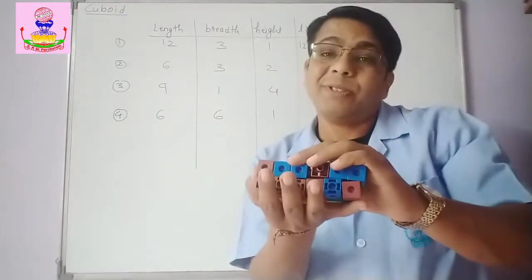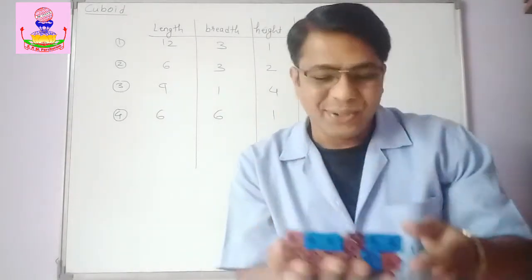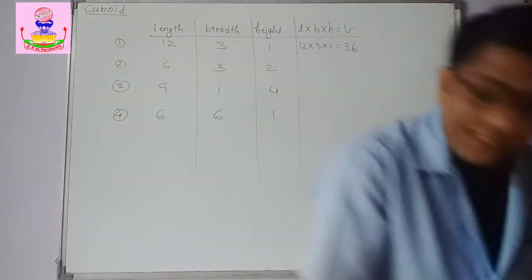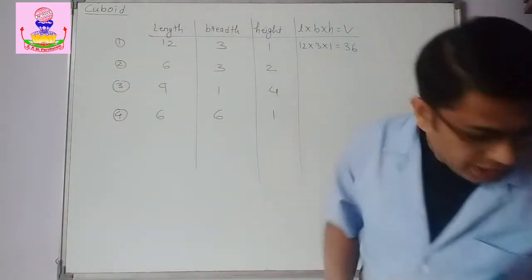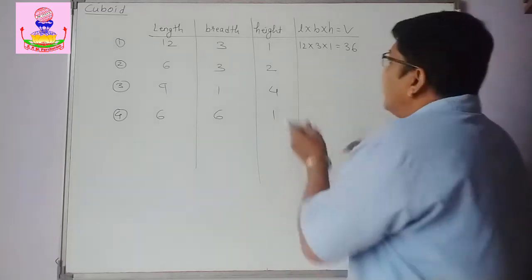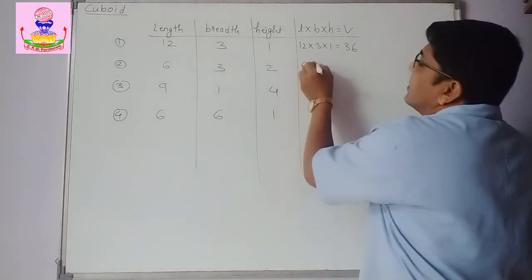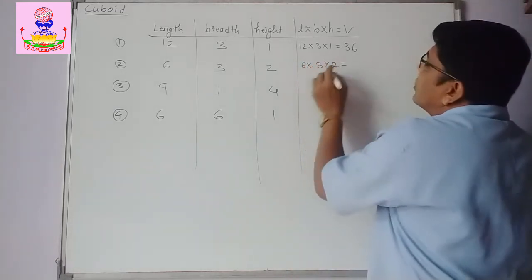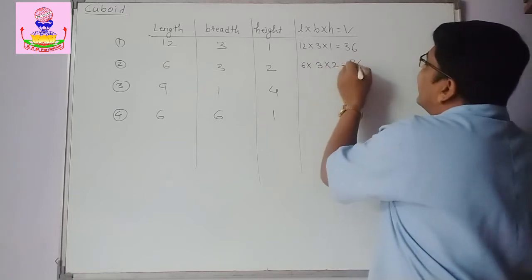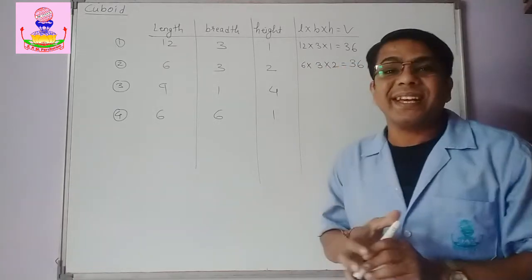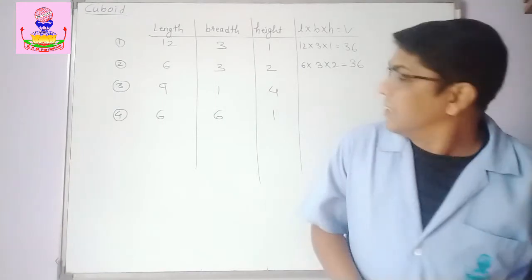So again, total number of cubes is 36. Here I can write it as length into breadth into height. So 6 3s are 18, 18 2s are 36. So again you get volume to be 36.